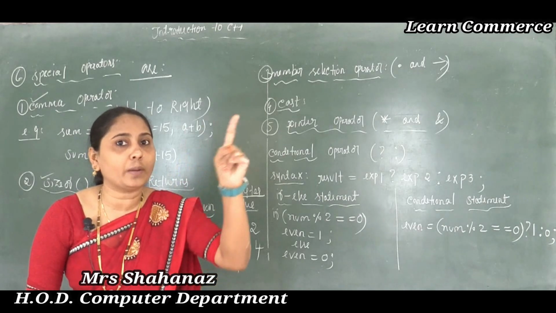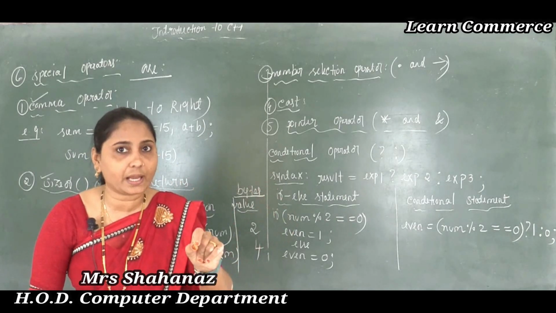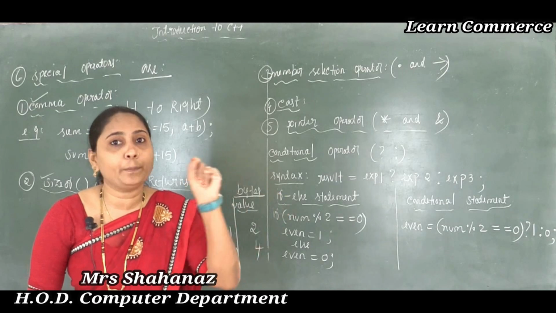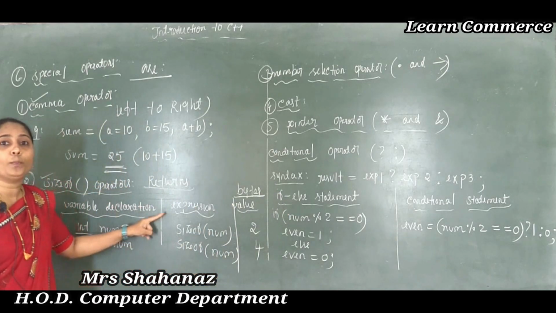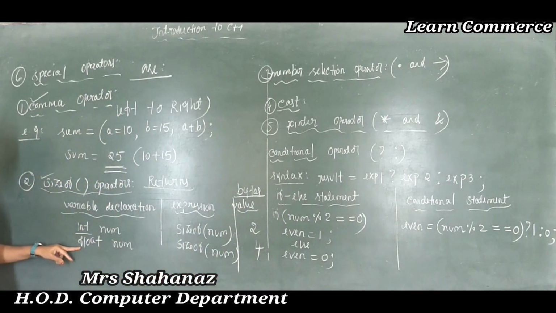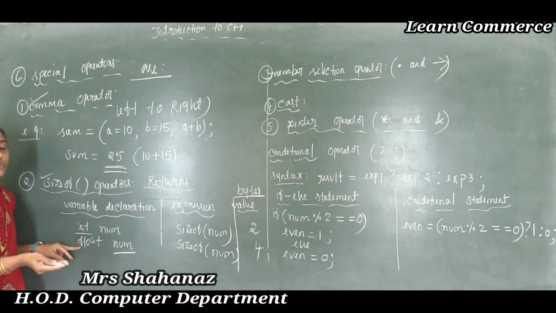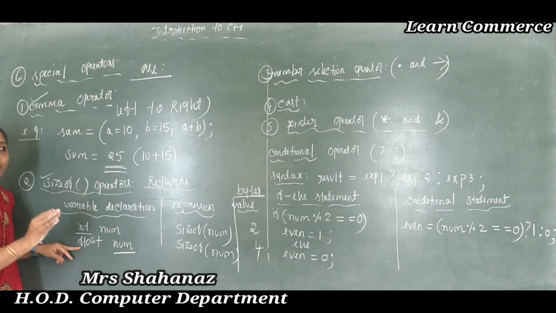As we know, 1 byte is equal to 8 bits. So totally 16 bits is equal to 2 bytes. And the next one: the variable name is the same, num, but such a variable is going to be declared by using the data type float.